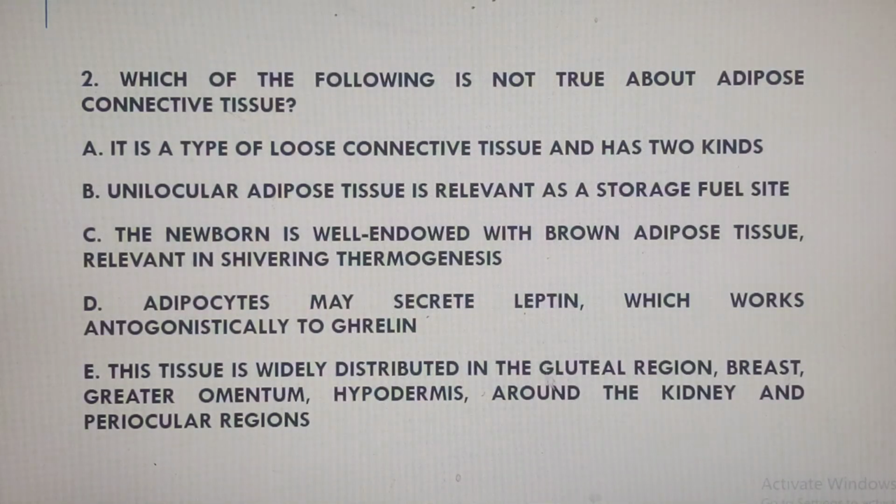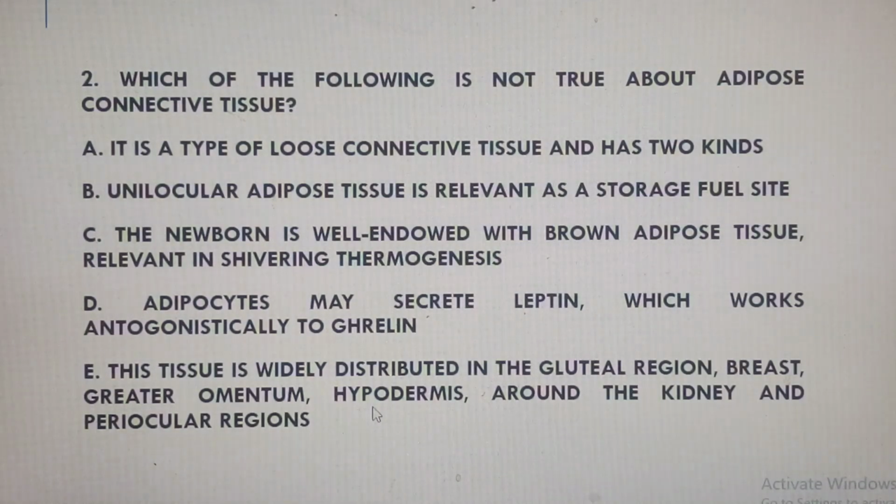Now, option E says this tissue is widely distributed in the gluteal region, breasts, greater omentum, hypodermis, around the kidney, and periocular regions. This is a very true statement. In the areas in the body, we are going to see some adipose tissue in the uterine area, in your breast, and the greater omentum, which hangs in the abdomen like an apron. Yes, under your skin.